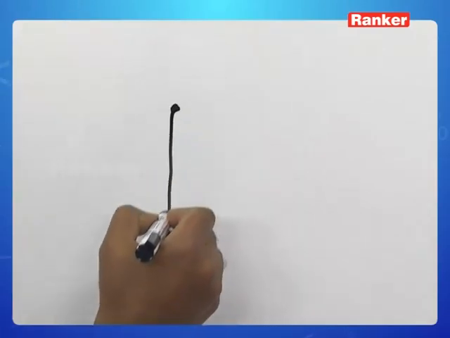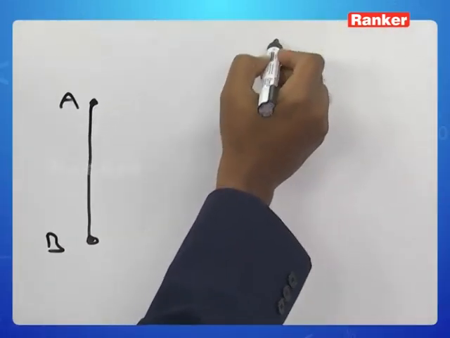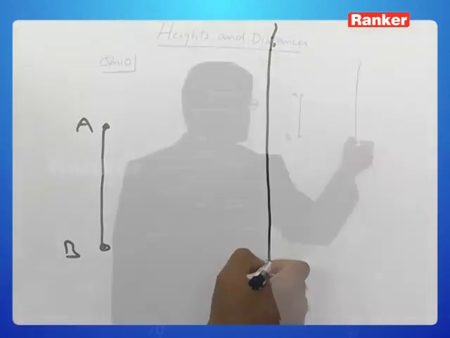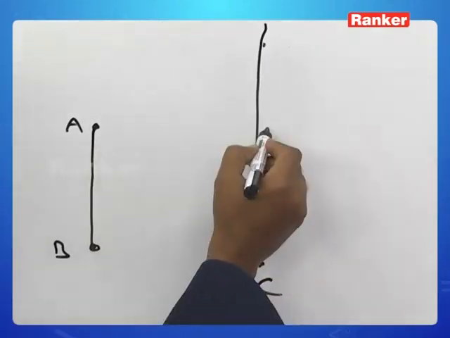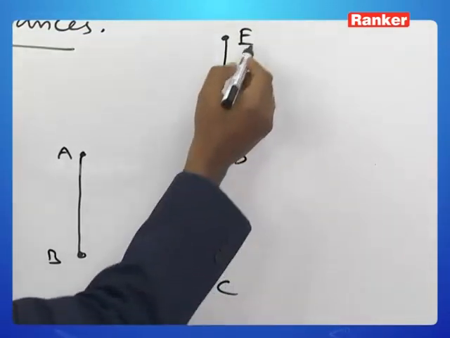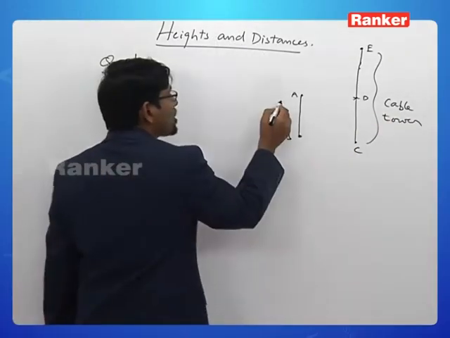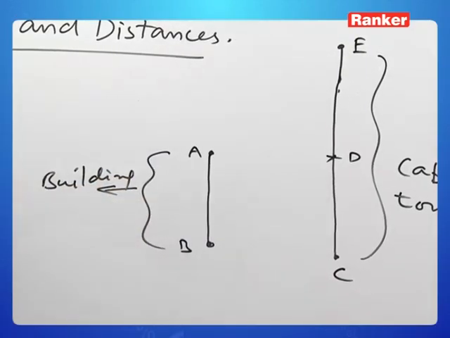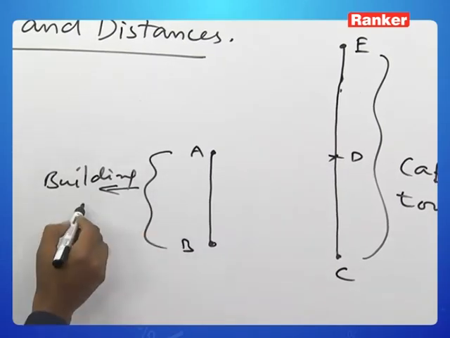Let us say AB is a building, and let us say CD is a cable tower, and E somewhere here. This is the building. The height of the building is 7 meters. This height is 7 meters.